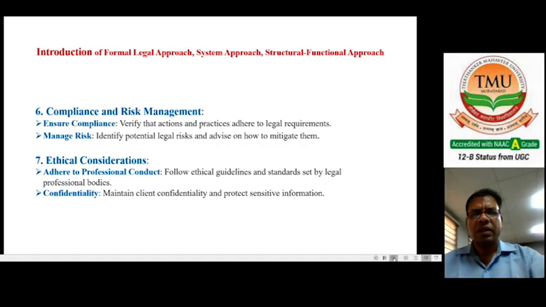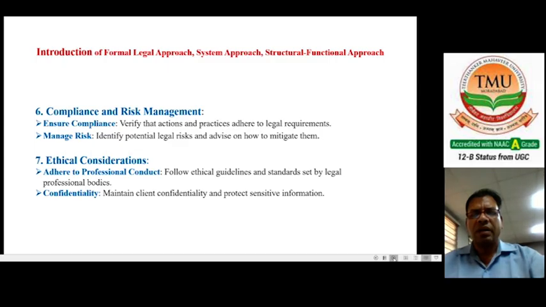Next is compliance and risk management. When we're talking about compliance and risk management, first ensure compliance: verify that actions and practices adhere to legal requirements. Next is managing risk: identify potential legal risks and advise on how to mitigate them.